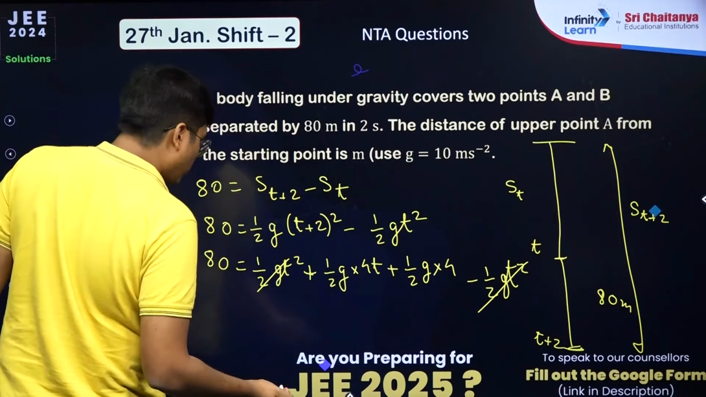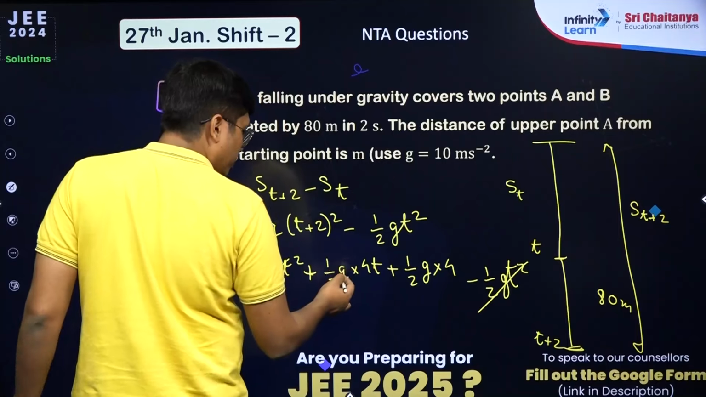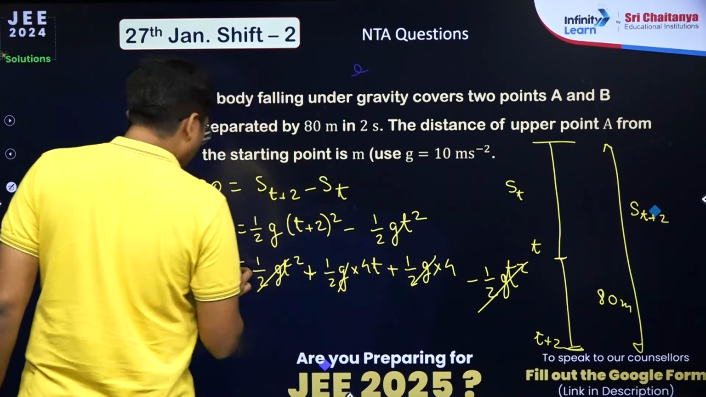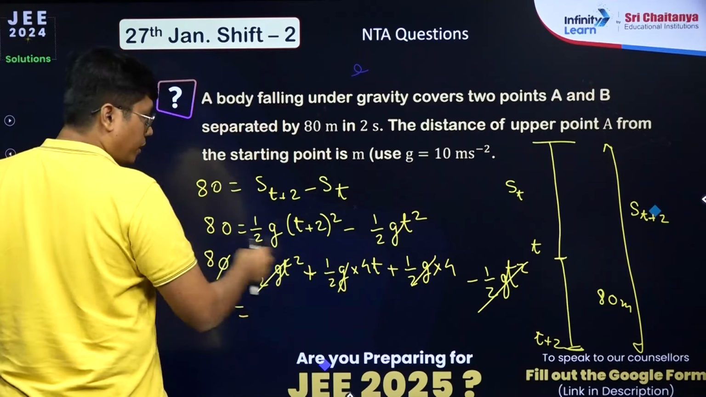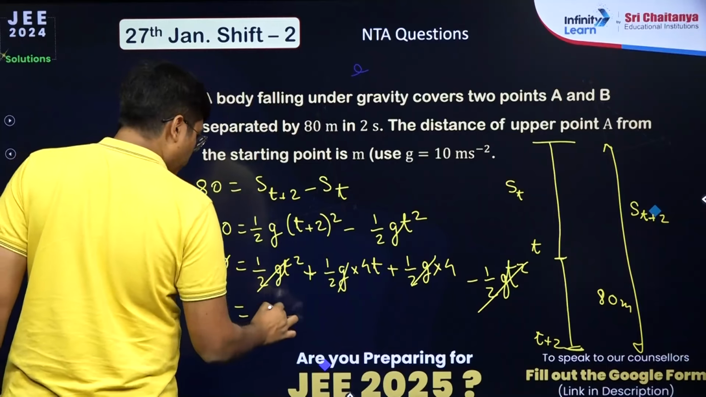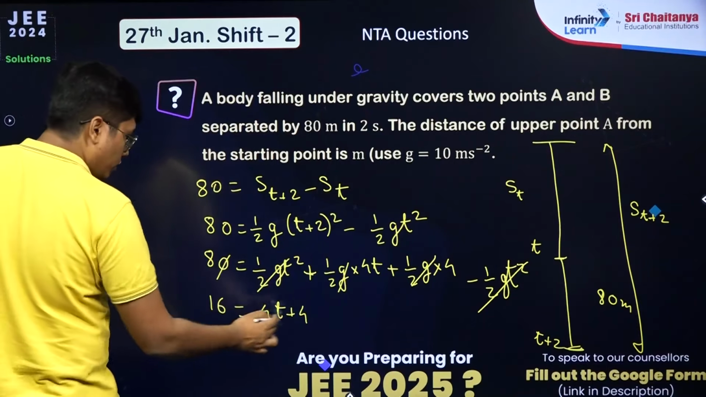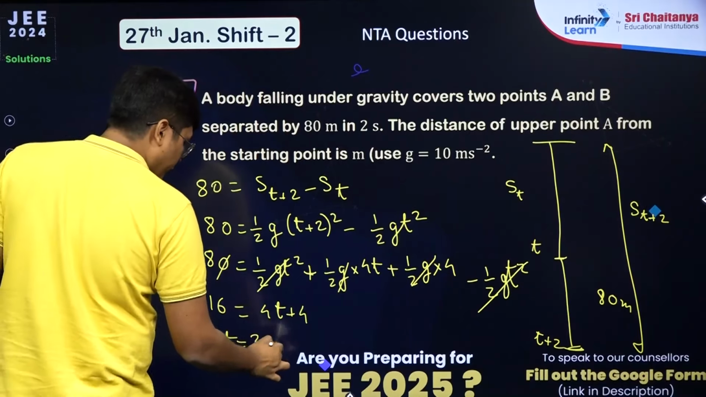So over here, what do we get? Half g is there, so I can directly put g is equal to 10, right? I can directly put g equal to 10, remove them to get this out. Cross multiply the 2 from both of them to get 16 is equal to 40t plus 4. So if you solve for this, 40t will be equal to 12. So t will be equal to 3 seconds.